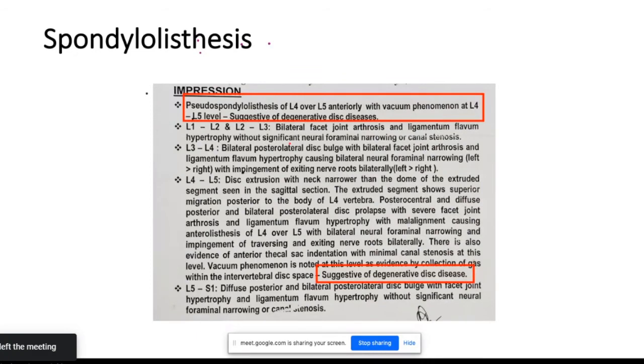Next is spondylolisthesis. This is the word we have, and in the impression you can see pseudolisthesis of L4 over L5 anteriorly with vacuum phenomena. What is this vacuum phenomena? We'll discuss later. And you see the two impressions saying suggestive of degenerative disc disease.